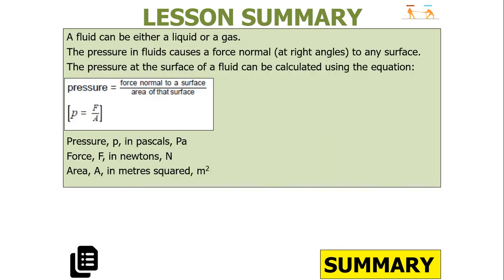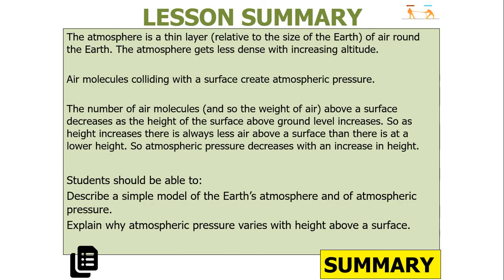And then finally, we can also work out this concept that the atmosphere is a thin layer of air around the Earth, which gets less dense with increasing altitude. And so the air molecules collide with the surface to create atmospheric pressure. And the higher up you go, there are fewer air molecules above you pushing down and fewer air molecules in general. So atmospheric pressure decreases with an increase in height.